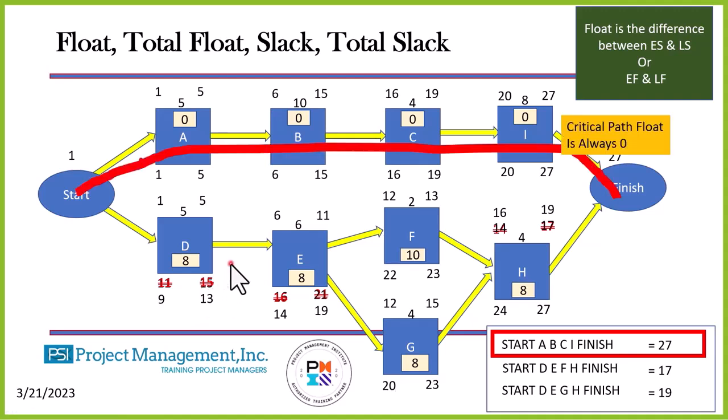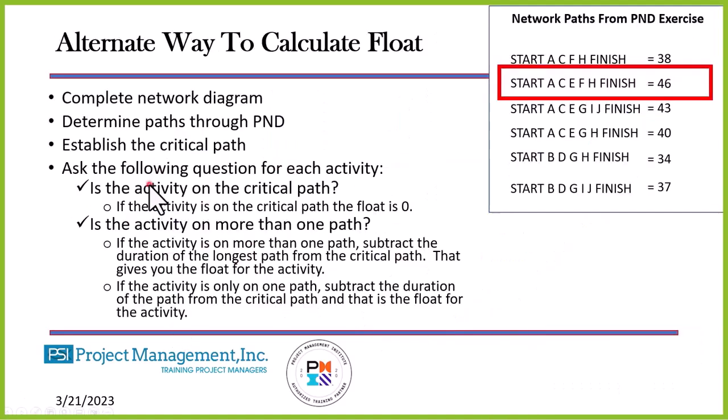Critical path, it is always 0. Here is an alternate way to calculate float. We do the network diagram, we establish the paths through the project. We have established what the critical path is. We ask the following questions for each activity. Is the activity on the critical path? If the activity is on the critical path, the float is 0. The items that are on the critical path are A, C, E, F, H. Any of those activities, the critical path, the float would be 0.